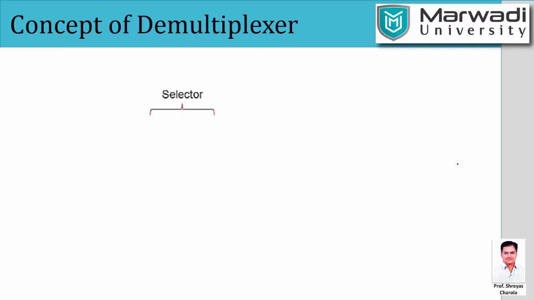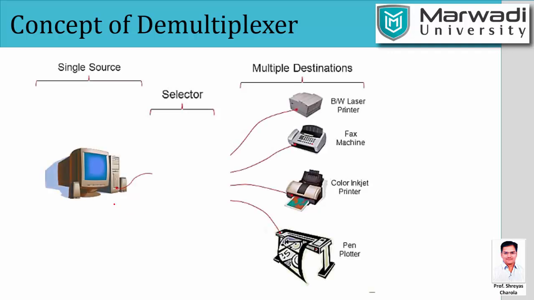Now let us understand the concept of a demultiplexer. Here I have one computer, and the computer needs to send the print data to any one of these. Suppose I have a laser printer, a fax machine, a color inkjet printer, and a pen plotter. Any one will take the computer's data to print.